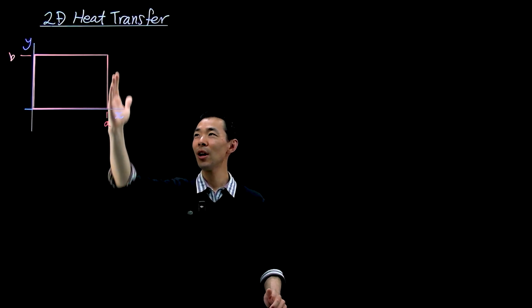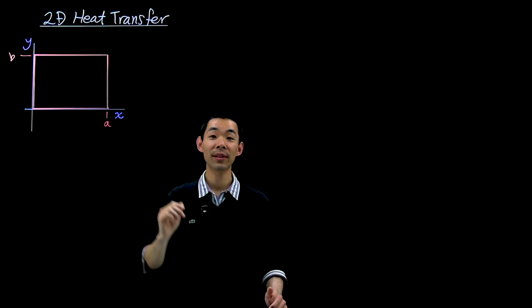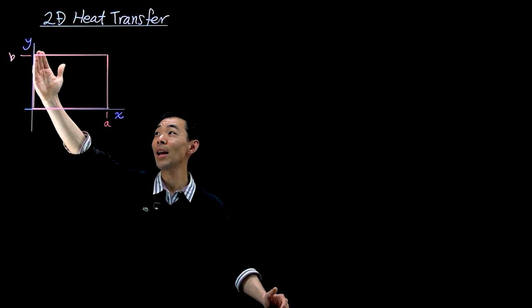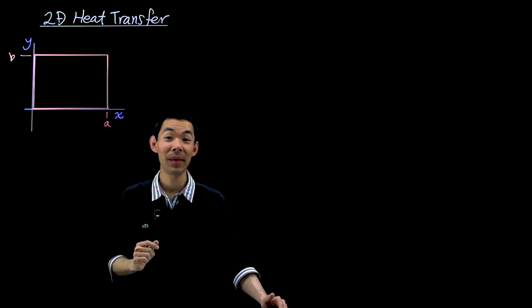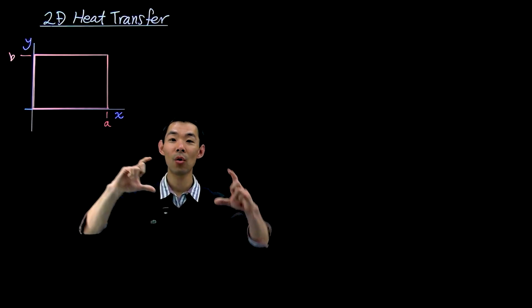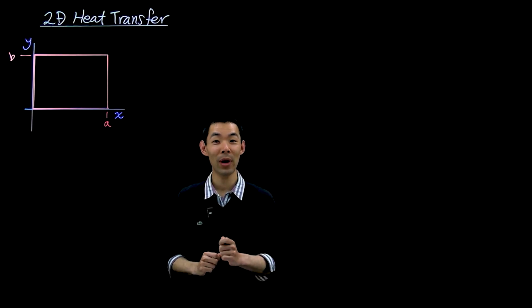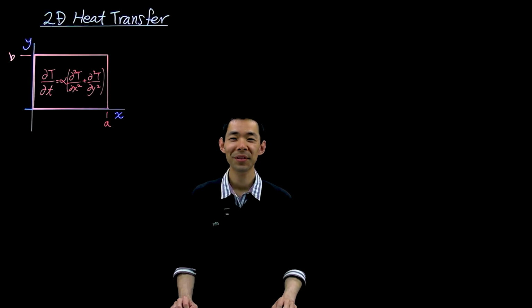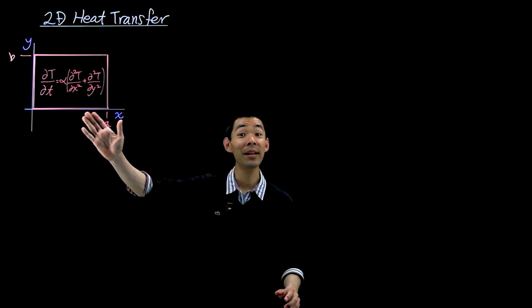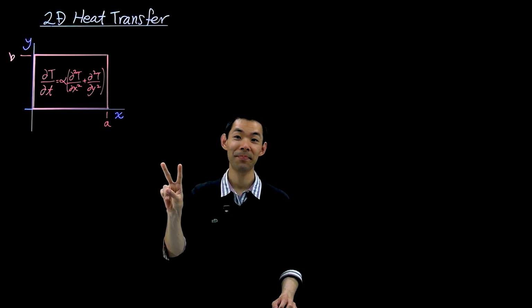The x direction of this slab has dimensions of size A. Along the y-axis, the dimension is B. So you have an A by B rectangular material, and we want to solve the following heat equation. Just like that. So we want to solve the heat equation in 2D.